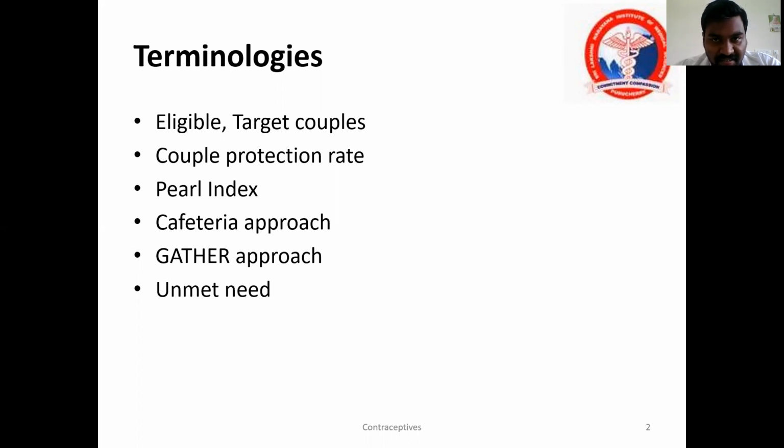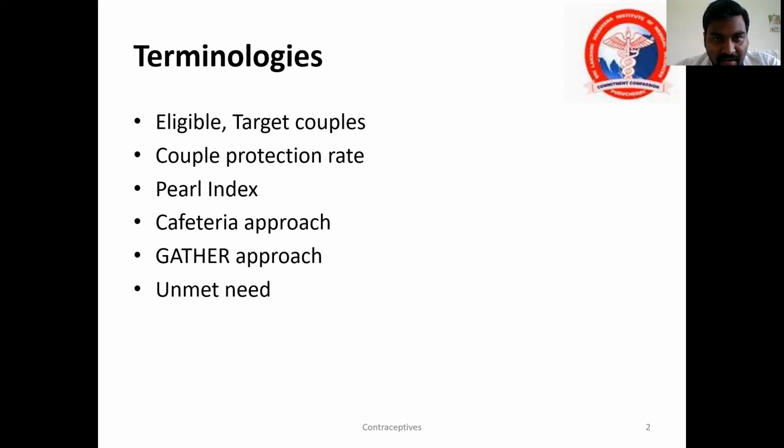Couple protection rate is nothing but the proportion of eligible couples who are using any contraceptive method. So it is an indicator of the use of contraceptive devices among the eligible couples. There's also another term called effective couple protection rate.